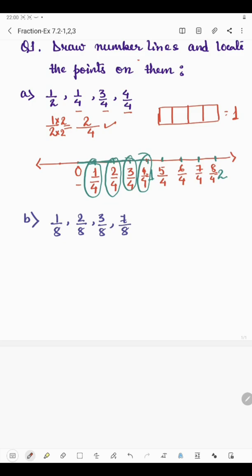Now in the B part we have 1 by 8, 2 by 8, 3 by 8, 7 by 8. So at first we will draw the number line. Then we will have to mark each point at equal distance. Now as these are all positive, we will have to show the right side of 0. Now suppose we have put 0 over here. Now we'll check the denominator here. We can see that 8 is there in the denominator. That means we will divide the line into 8 equal parts.